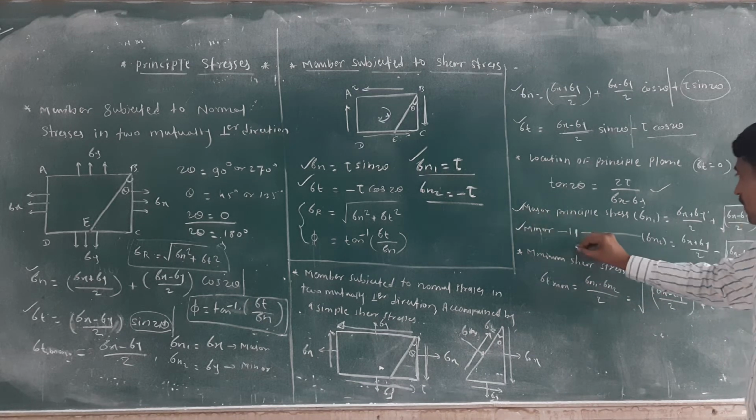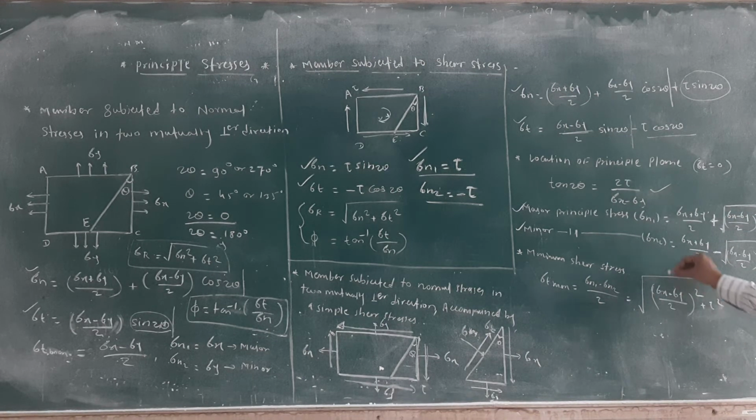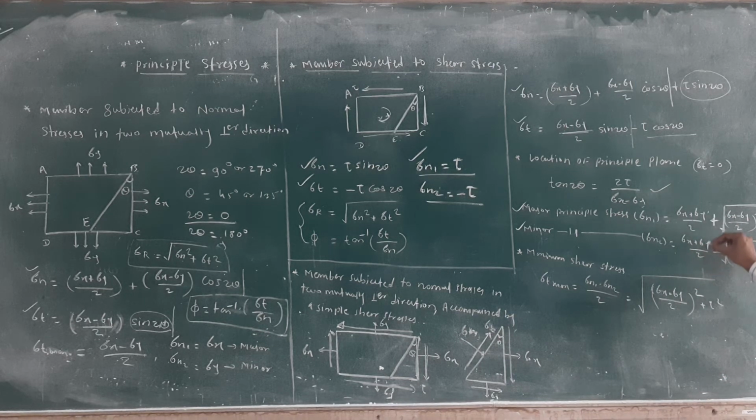Then the minor principal stress. Here you only have to remember any one formula; with that, only the sign changes. This plus is replaced by a negative sign. So minor principal stress is equal to sigma x plus sigma y divided by 2 minus root of (sigma x minus sigma y divided by 2) square plus tau square. As it is, only the sign changes.